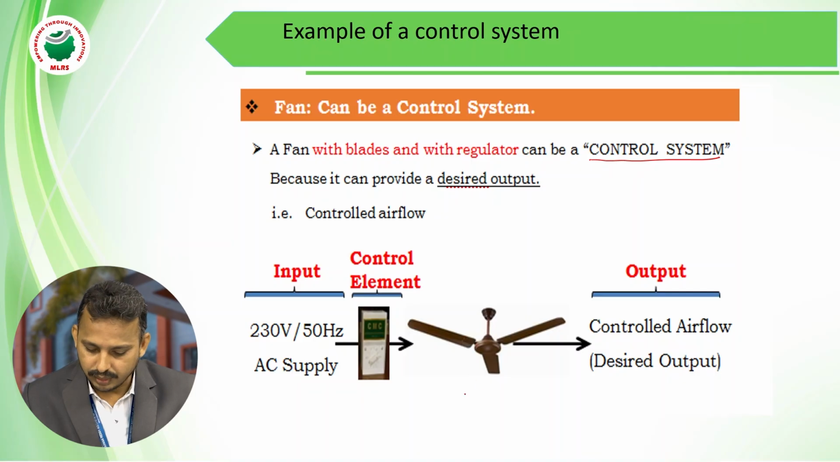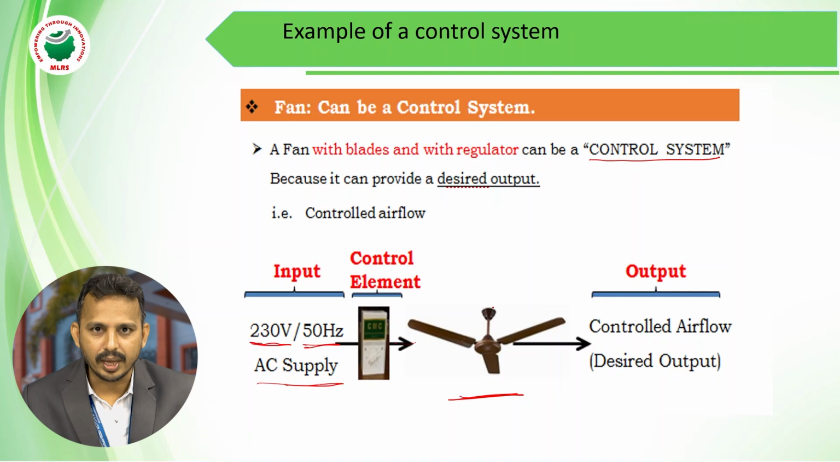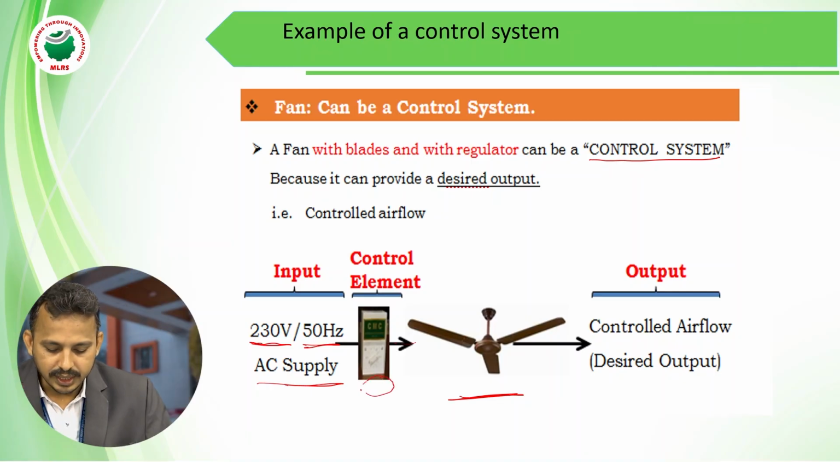So observe here, this is a fan which has an input of 230 volts, 50 Hz AC supply. I am connecting this to a regulator. Through the regulator, I am connecting the supply to the fan armature. Once switched on, the fan is able to start, and the speed of the fan can be controlled by using this regulator.